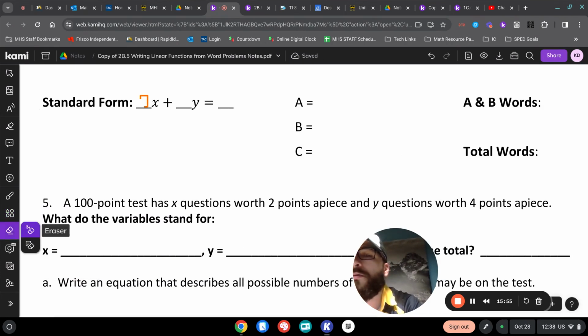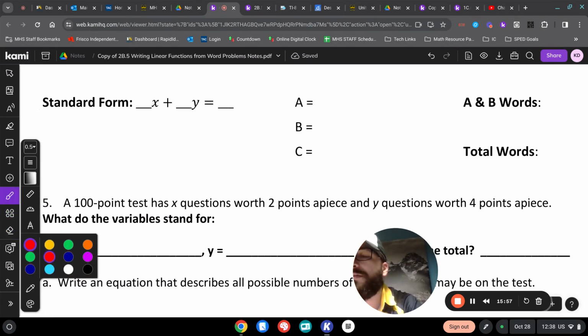Wrong tool. So ax plus by equals c. And what's a little bit different about this one is that A and B are kind of similar in what they represent. They just represent two different variables.